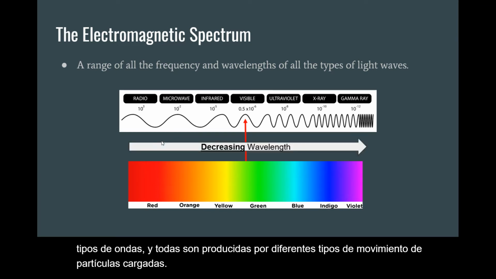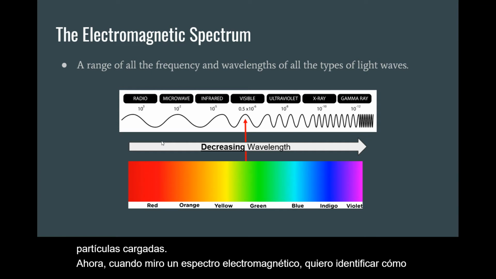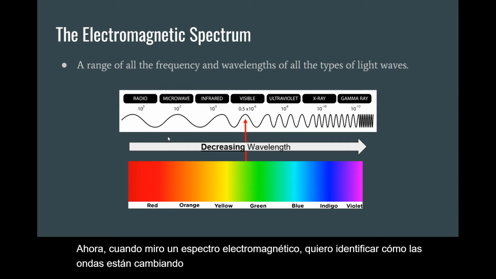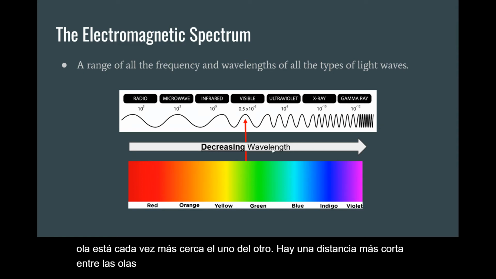Now, when I look at an electromagnetic spectrum, I want to identify how the waves are changing on that particular spectrum. Here, I can see that the waves are getting closer and closer to each other. There's a shorter distance between the waves as I move to the right. So this has a decreasing wavelength moving to the right.